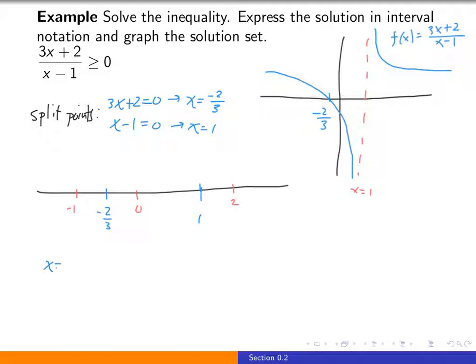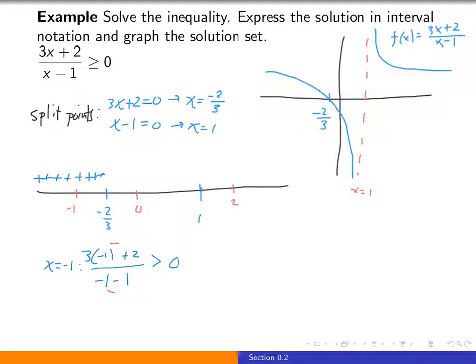So let's see, if we're at x equals minus 1, we'll have 3 times minus 1 plus 2, divided by minus 1 minus 1. So looking at our expression, we will have a negative in the top, divided by a negative in the bottom. And a negative over a negative gives us a positive. It turns out we don't necessarily care what the number is, we just care that it's positive. And that means everywhere in this interval, the expression will be positive.